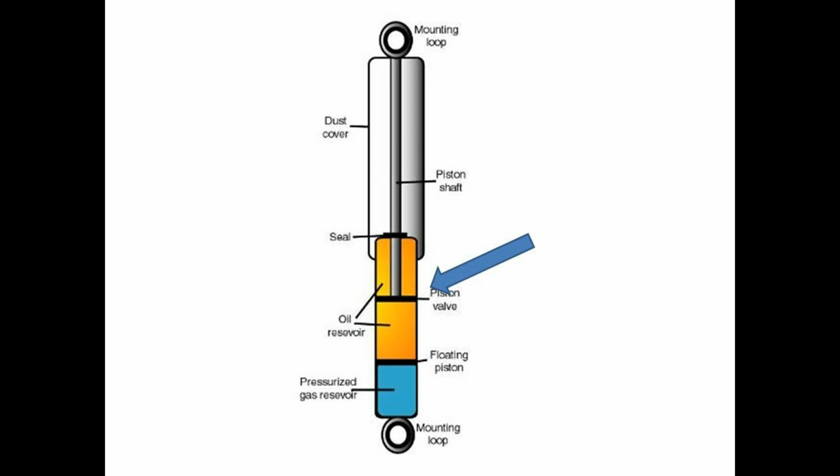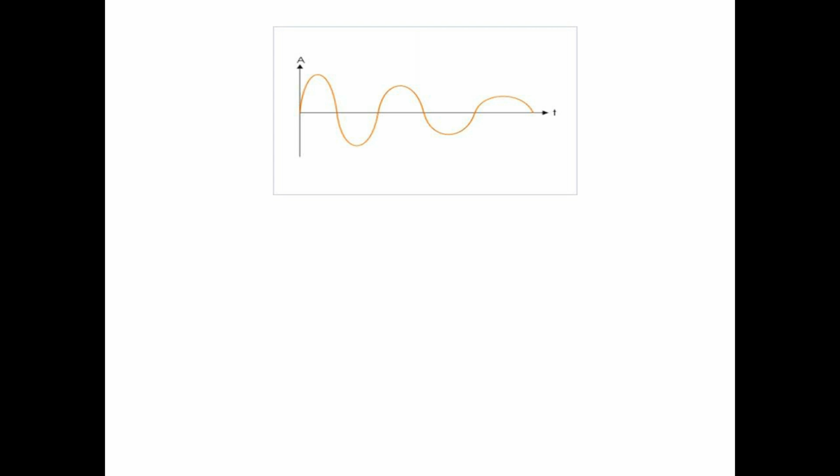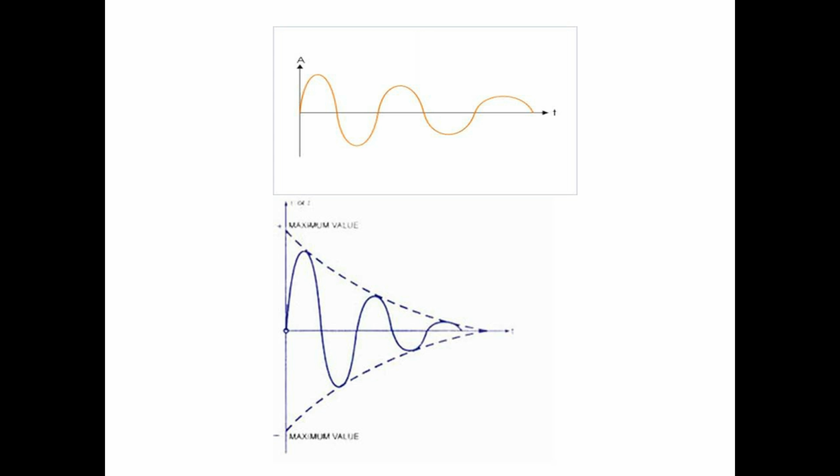If a car or vehicle doesn't have shock absorbers, the springs will oscillate for a period of time because the energy is stored, not transformed. When shock absorbers are used, the oscillations will be dampened out rapidly.